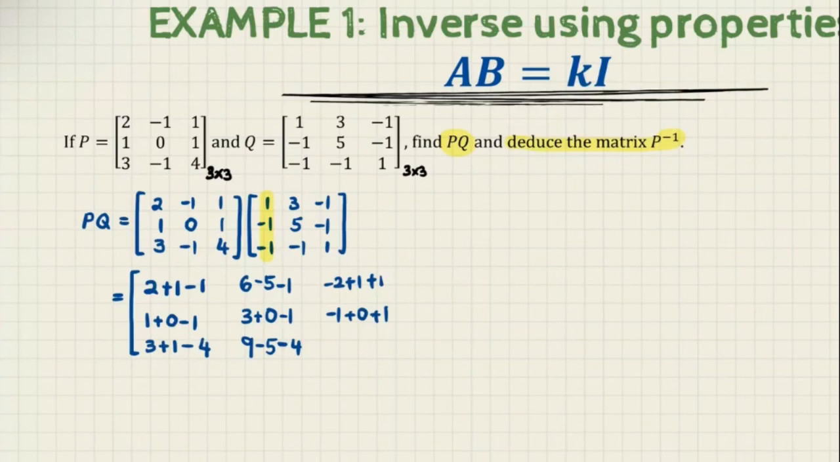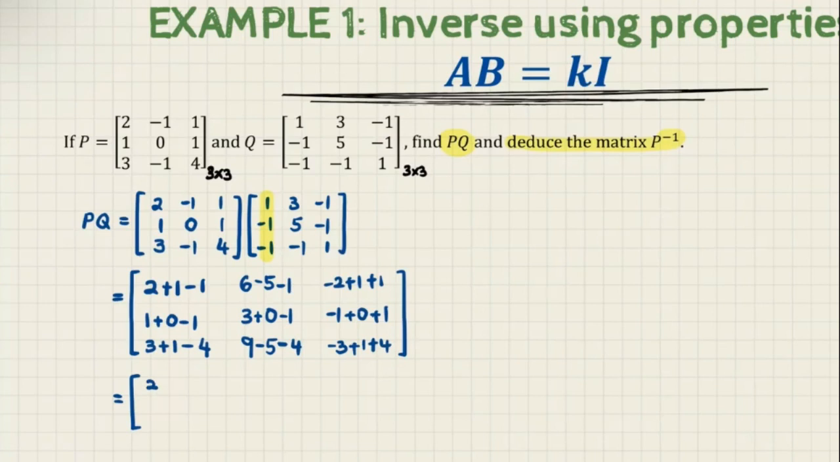Okay, next 3 darab negatif 1 dapat negatif 3. And negatif 1 darab negatif 1 dapat positif 1. Dan 4 darab 1 dapat 4. Okay, so the result for this matrix PQ adalah berapa ni, 2 tambah 1 tolak 1 dapat 2.